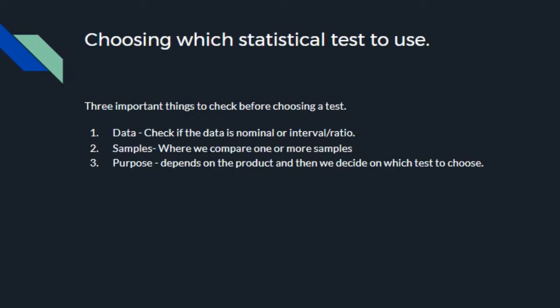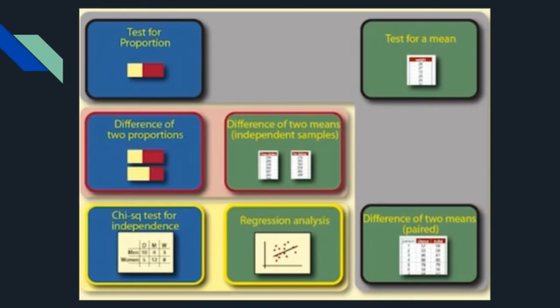So when it comes to choosing which statistical test to use, there are three important things to check before choosing a statistical test. Data. Check if the data is nominal or interval ratio. Nominal data is divided into categorical, qualitative, or non-parametric. Examples of each type: categorical, where a set of colors can be divided into their types; qualitative, where some chocolate bars can be divided into defective or not; non-parametric, where you can choose your preferred food, whether it's non-veg, veg, or vegan. The tests that involve nominal data are test for proportion, test for a mean, and difference of two means, paired.